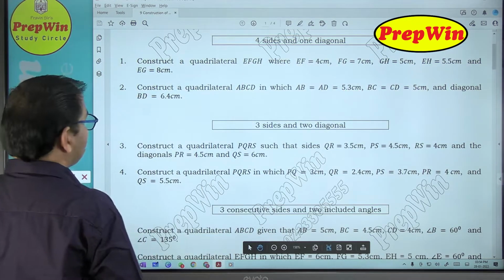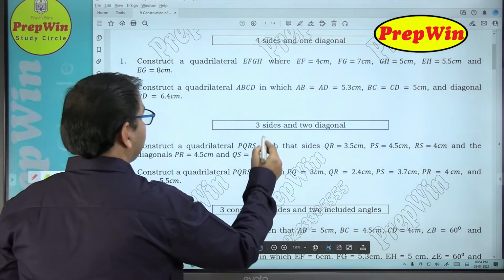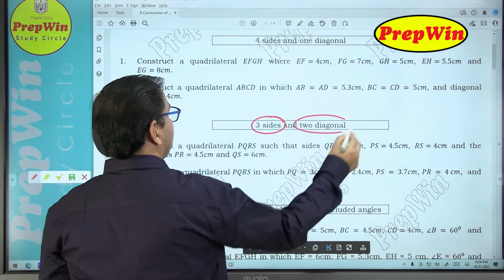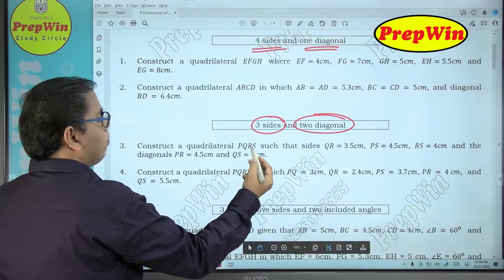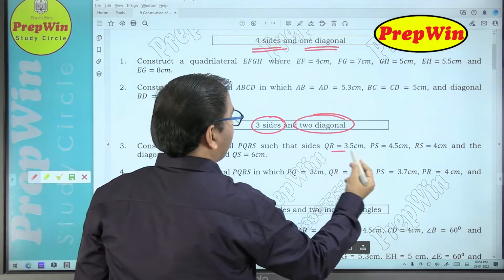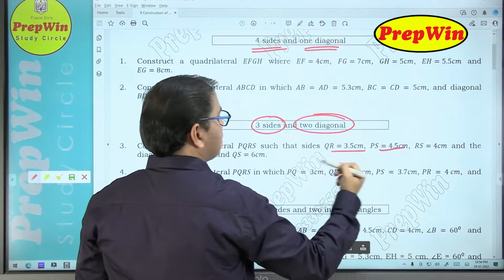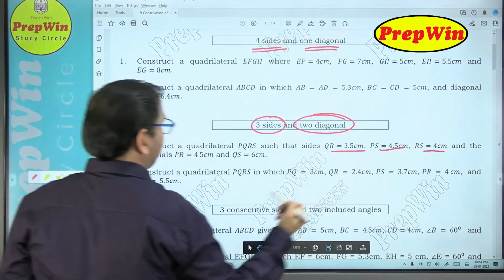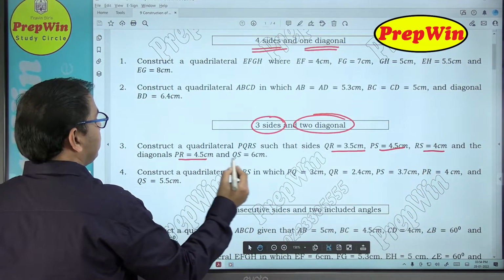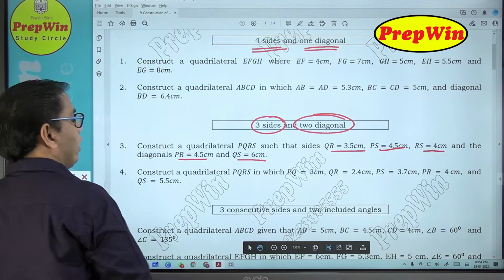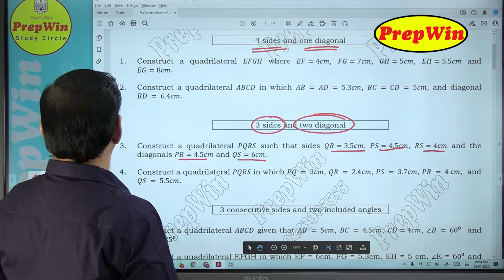Okay, now we are shifting on to this question. Here 3 sides and 2 diagonals will be given. Construct a quadrilateral PQRS such that the first side is 3.5, the second side is 4.5, the third side is 4 centimeter and the 2 diagonals PR and QS are 4.5 and 6 centimeter. This is what we are going to draw.